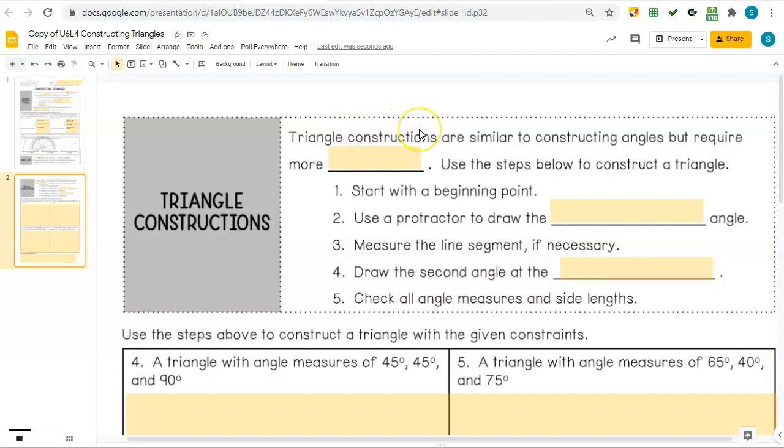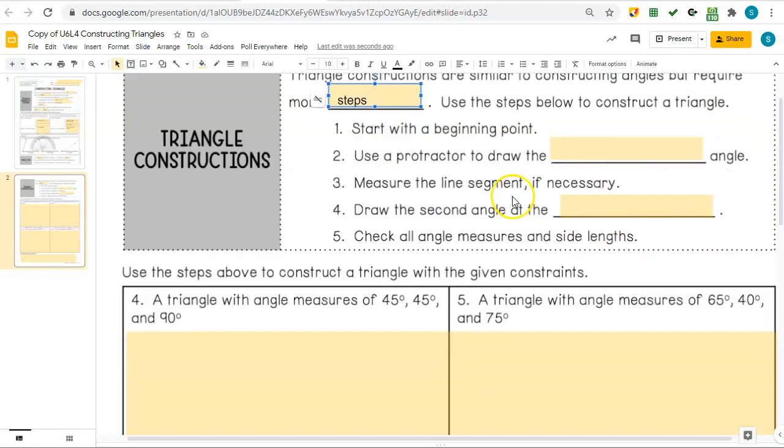Triangle constructions are similar to constructing angles, but require more work. So we're going to think of the additional steps. Okay, so we're going to follow the process. We start with a beginning point. We use a protractor to draw the angle. And you might ask, which angle? Well, most of the time there's one angle that's our largest angle, and that's generally where we want to start. We're going to call that our primary angle.